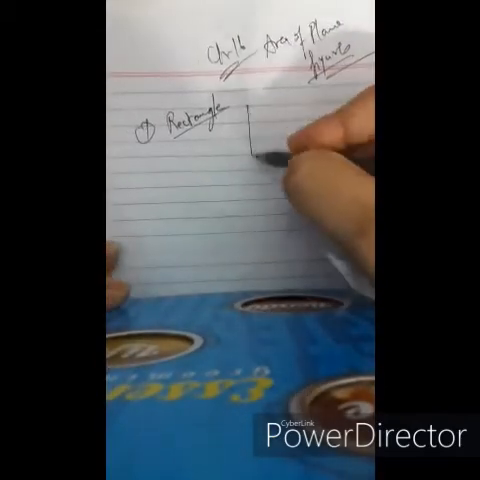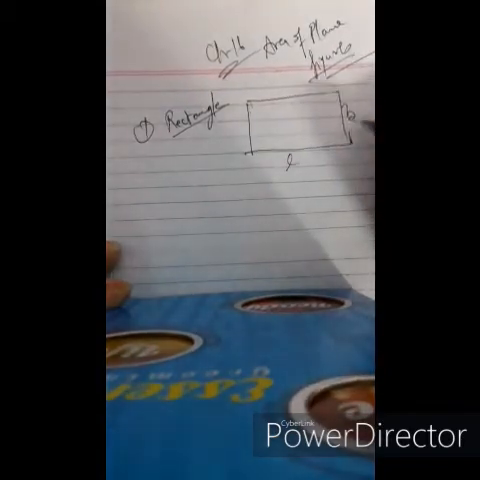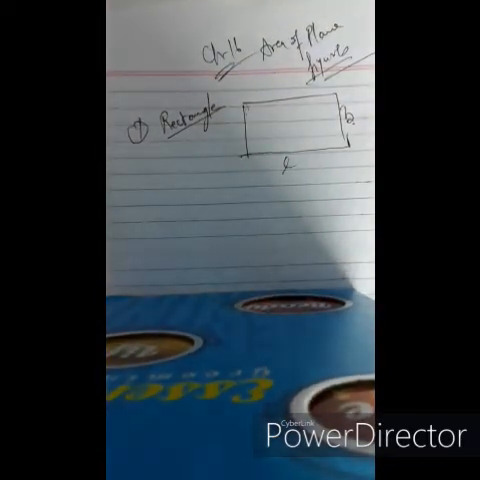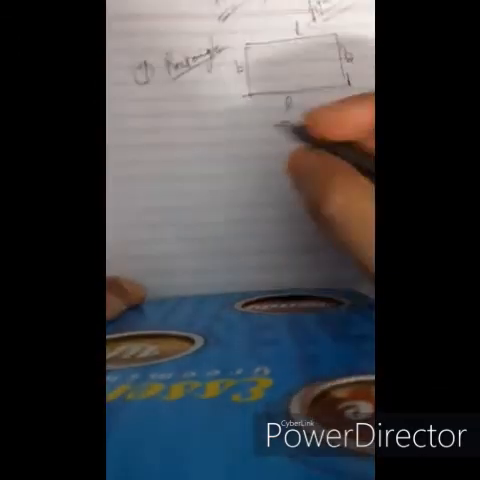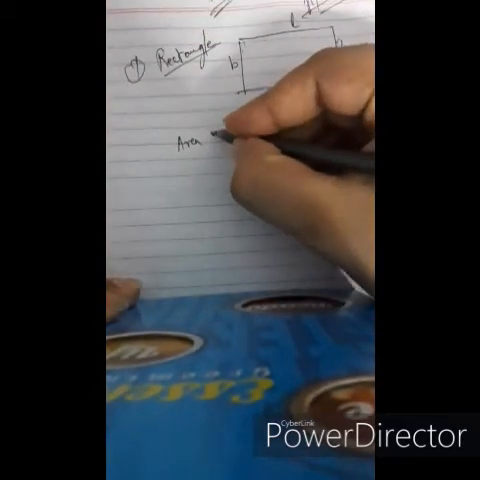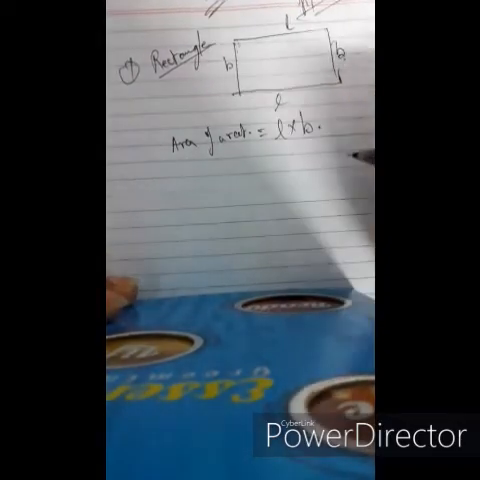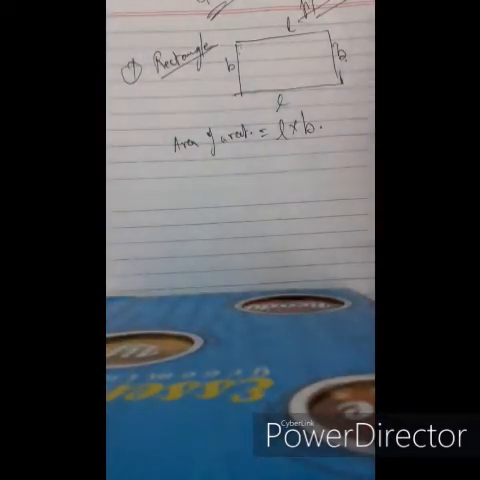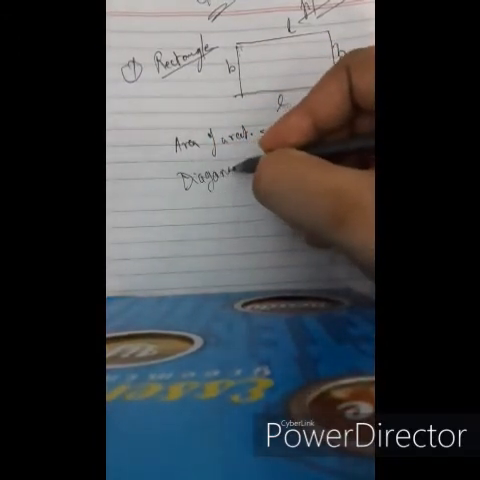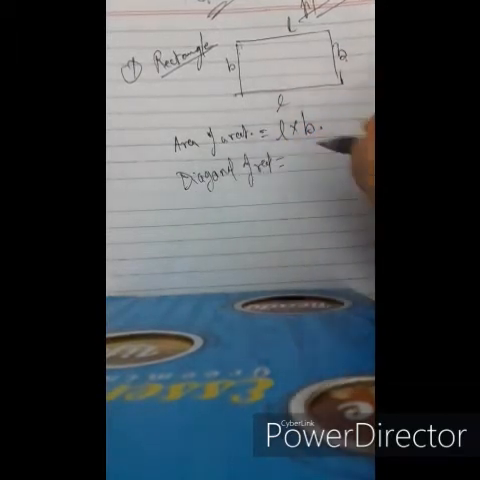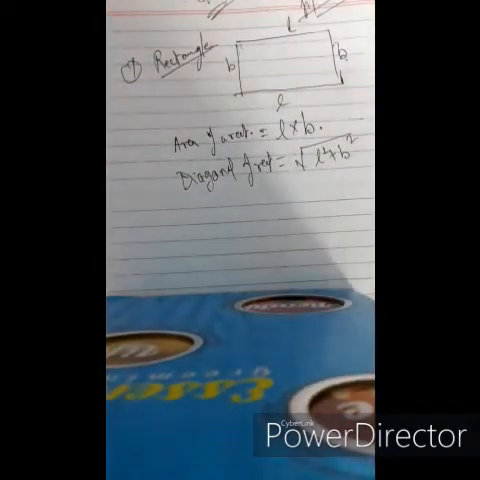Rectangle, you all know a rectangle. This is the length of a rectangle, this is the breadth of a rectangle. So the area of a rectangle is denoted by length into breadth. Alright, and the diagonal, you have to remember these formulas. Diagonal of a rectangle is root under L square plus B square, that is length square plus B square.